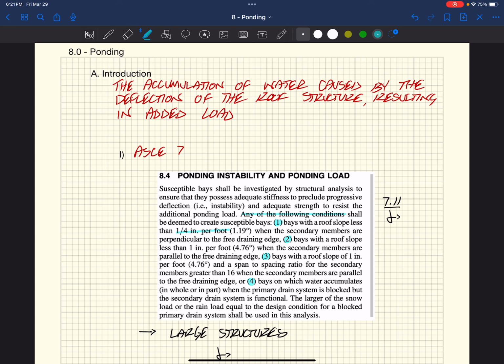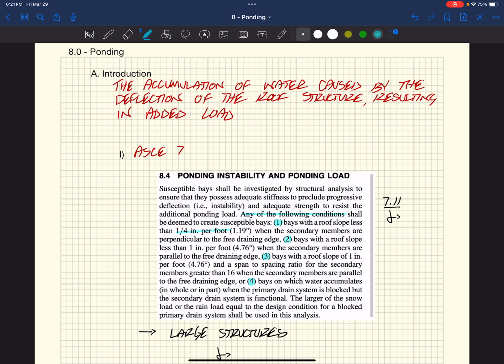And so some of the bays at the back of the Murdochs, right, sometimes what we call our secondary members, we'll get to secondary and primary members, sometimes the secondary members, depending on the framing direction, are going to be perpendicular or parallel to that free edge.